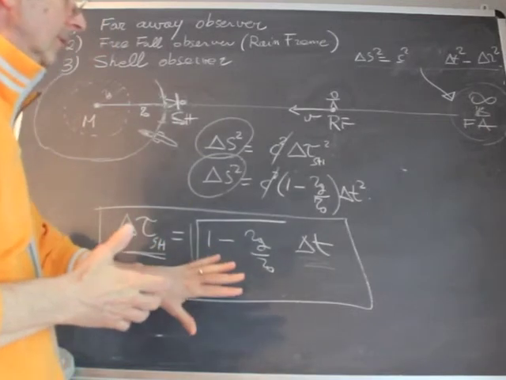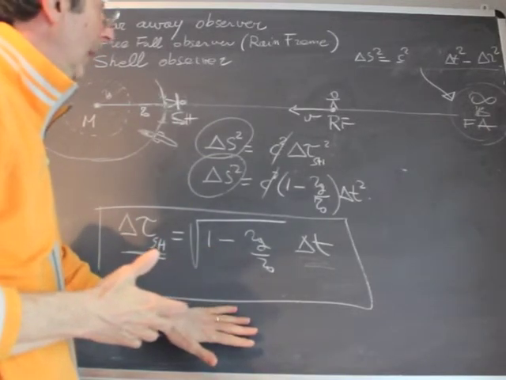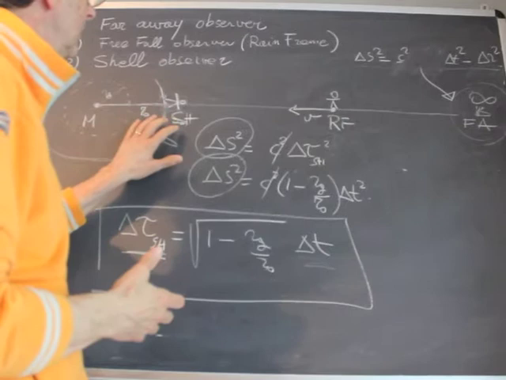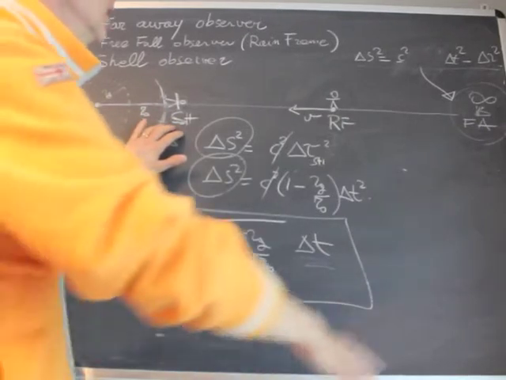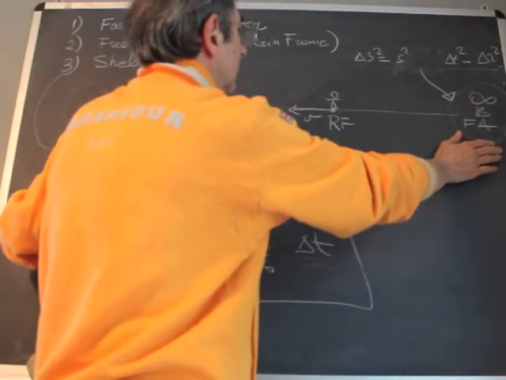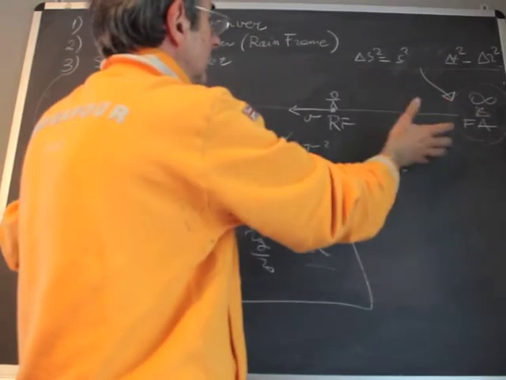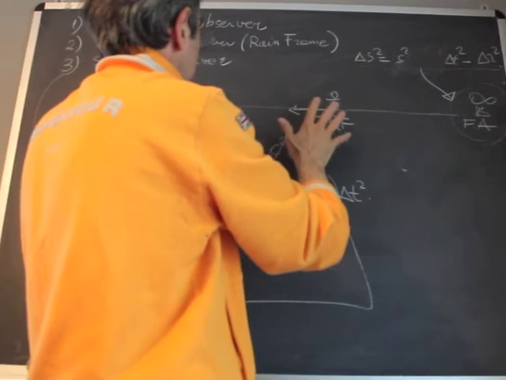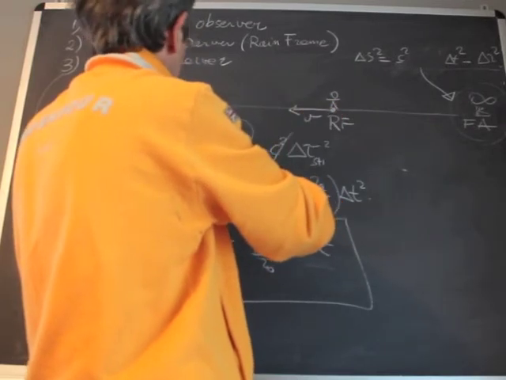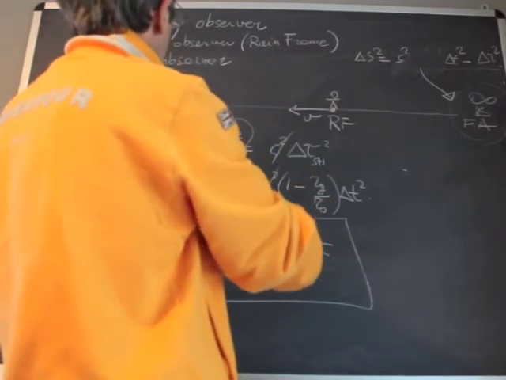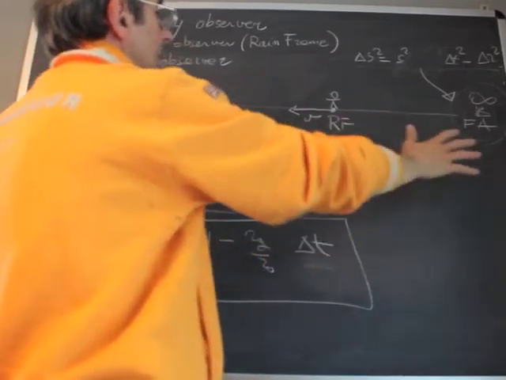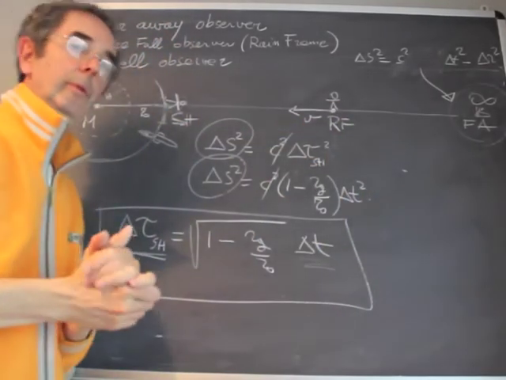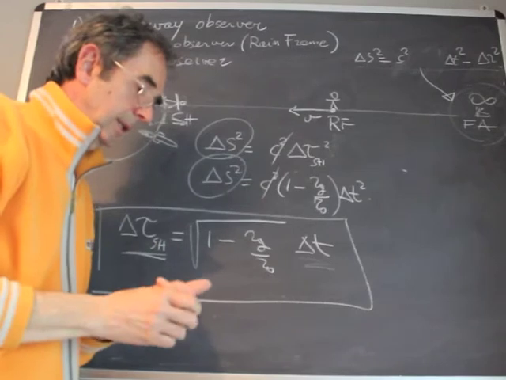So this is the first important result that we have when we compare the shell observer results with the faraway observer result. Then in the next talk we will compare some observations performed by all three different observers, and we'll find some interesting issues.